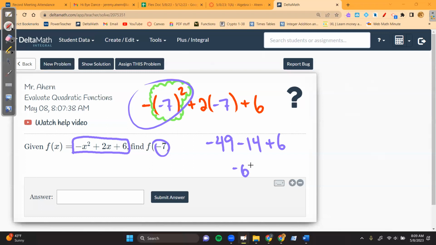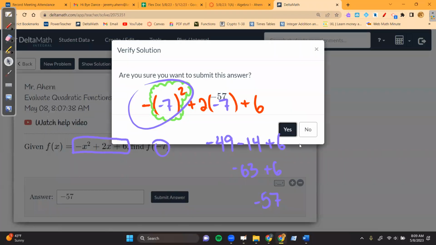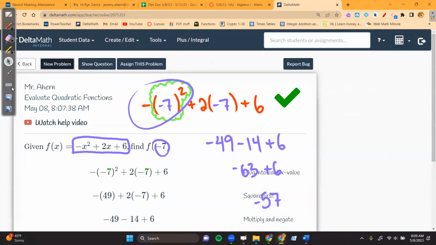Say it. Yeah, follow your heart. You have good math skills. Trust them. -63 plus 6 is -57. There I was just telling you you had good math skills and you said -54, but we're going to act like that didn't happen. So any questions about that?